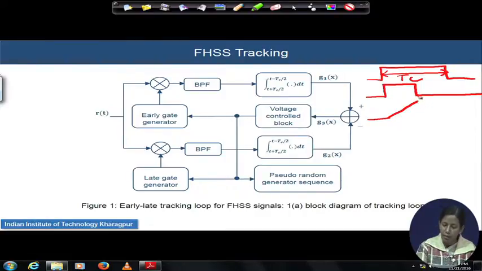And then at the end of this Tc by 2, when this early gate output is coming down, the G1x will constantly hold this value of the integrated output till the end of the chip period. So, this is the situation. Similarly, if I look into the late gate generator, it is like this.